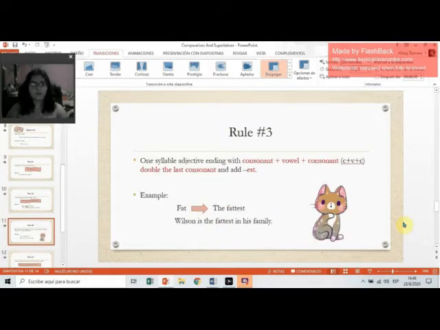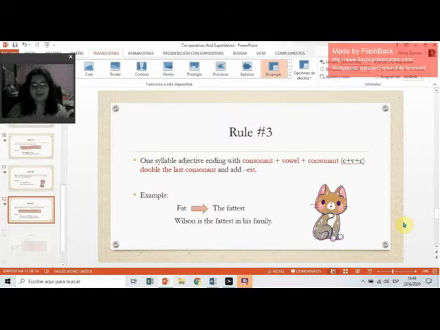Rule number 3, one syllable adjective ending with consonant plus vowel plus consonant, again CVC, double the last consonant and add est. Example, fat, the fattest. Wilson is the fattest in his family.